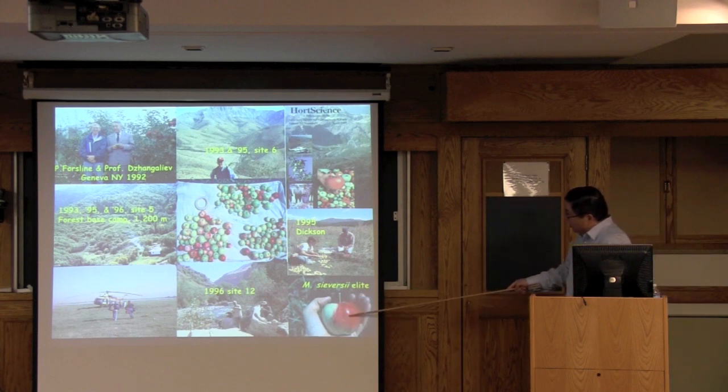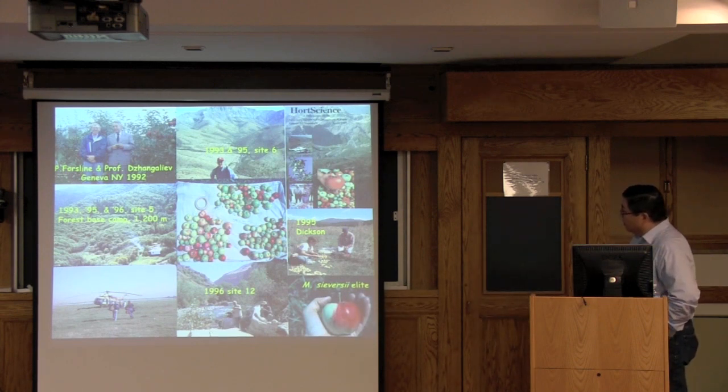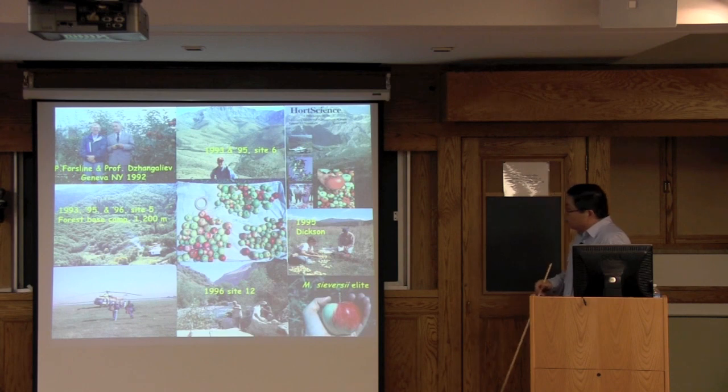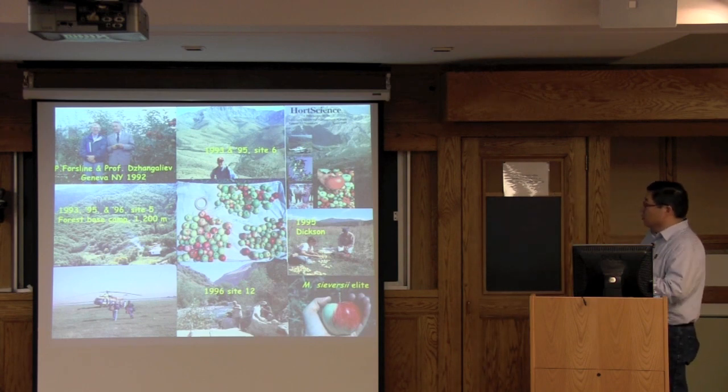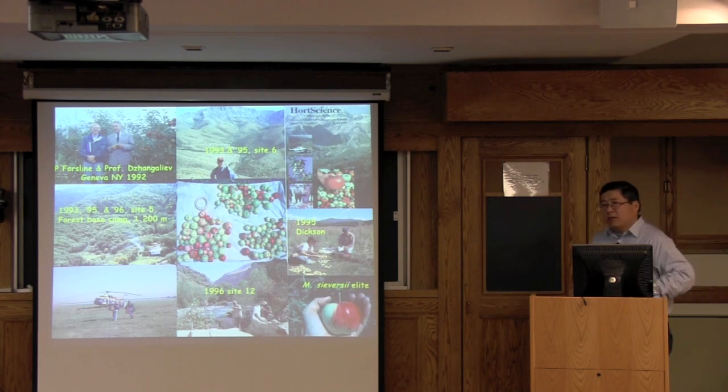Sometimes they also find very nice phenotypes in the wild, and they will collect the budwood. They call that Malus sieversii elite, and bring it back to the United States. A lot of the places they went to are really remote. Therefore, the only way they could get there was through a helicopter ride.